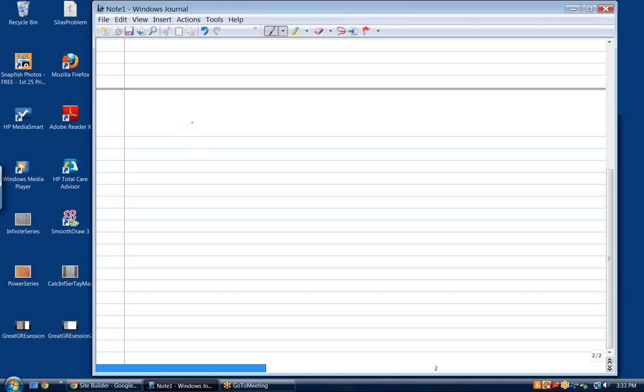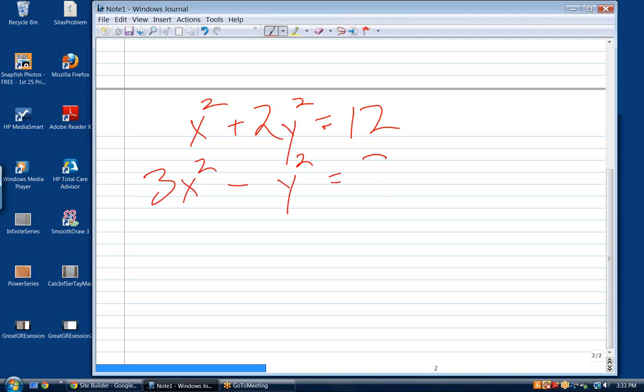It says x squared plus 2y squared is equal to 12. And then 3x squared minus y squared is equal to 8. You want to solve these the same way we would solve linear equations that were simultaneous. In other words, we want to eliminate one of the variables. How can we do that?